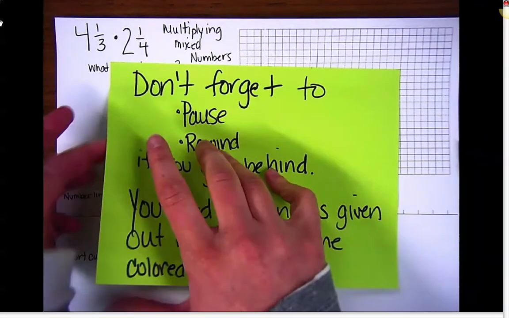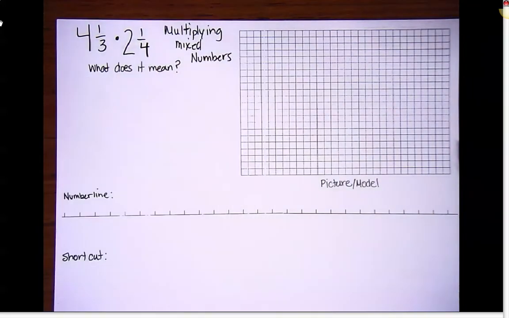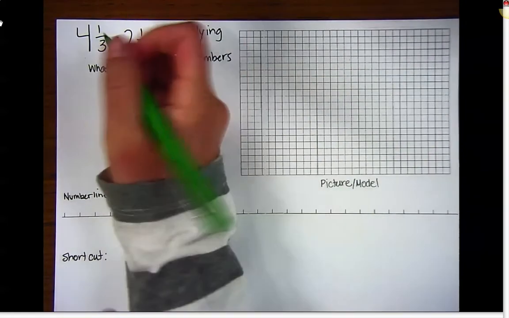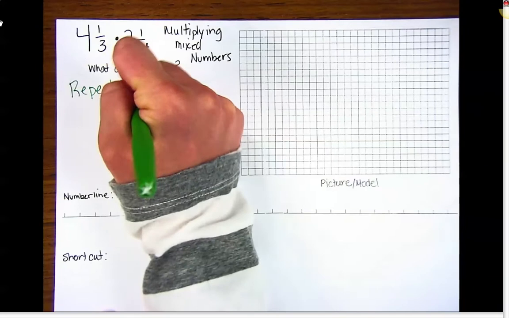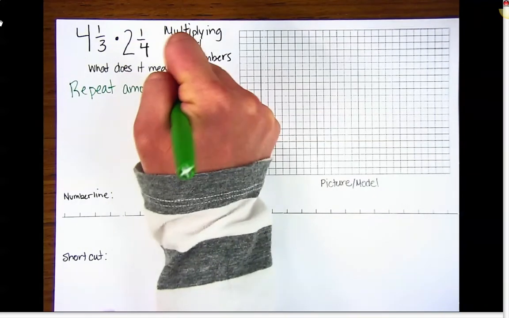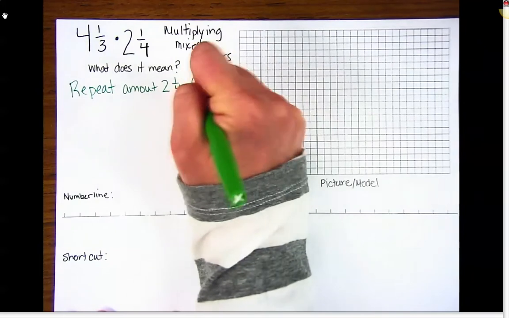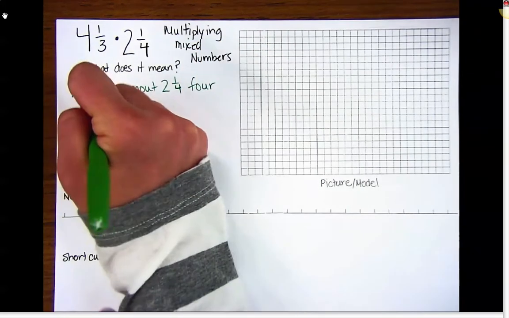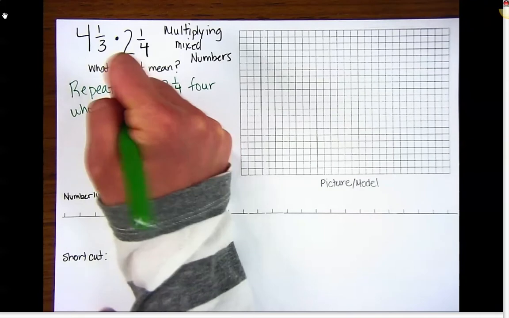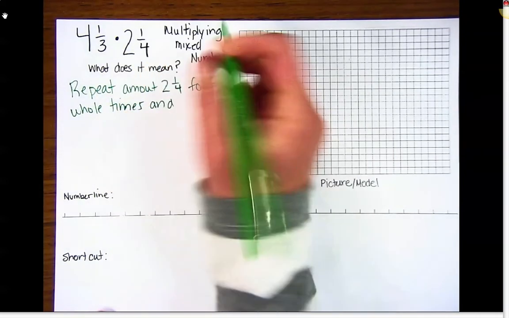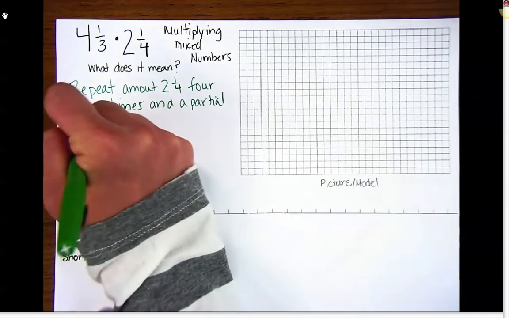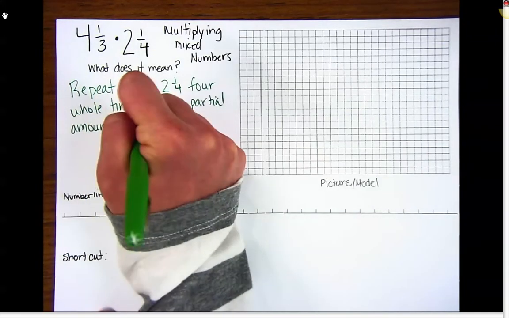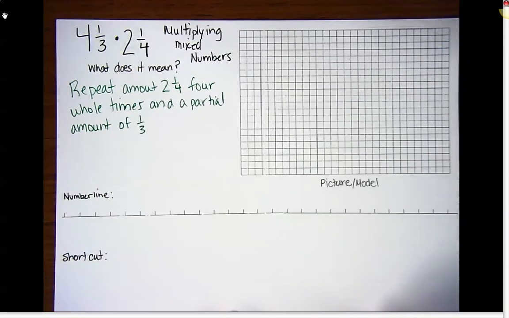So let's get started. Let's look at the problem 4 1/3 times 2 1/4. Well, what does this problem mean? This means that we're going to repeat the amount 2 1/4 4 whole times and a partial amount of 1/3. So let's take a look at what this looks like.